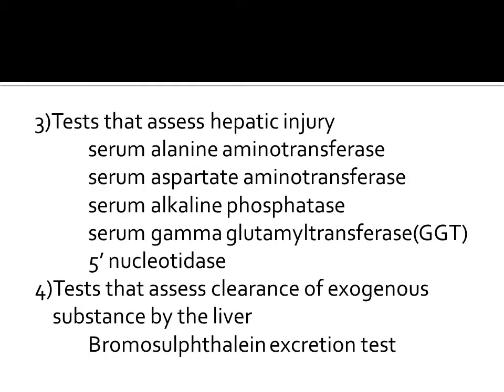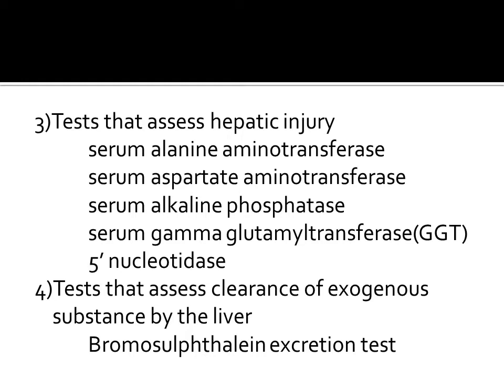Then third are the tests that assess the hepatic injury, because when there is damage to hepatocytes, there is release of enzymes that are there in the cytoplasm. So these cytoplasmic or mitochondrial enzymes are released into the serum because of the breakdown of the hepatocyte. So that will test the hepatic injury. In that comes serum AST, ALT, then serum alkaline phosphatase as ALP, GGT level, that is serum gamma glutamyl transferase level, and 5-nucleotidase enzyme level.